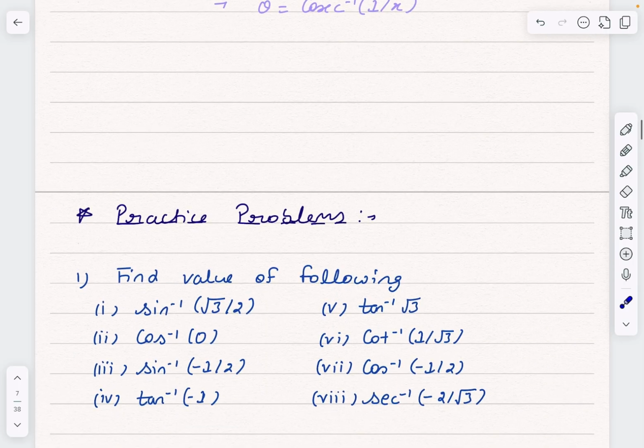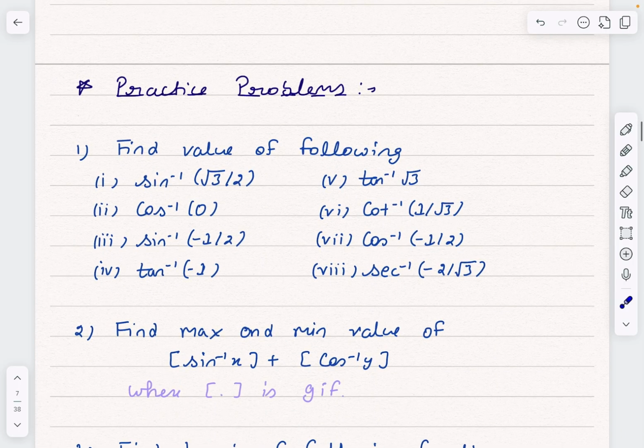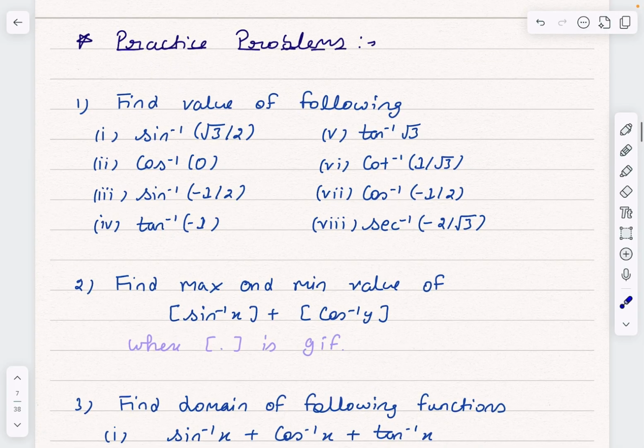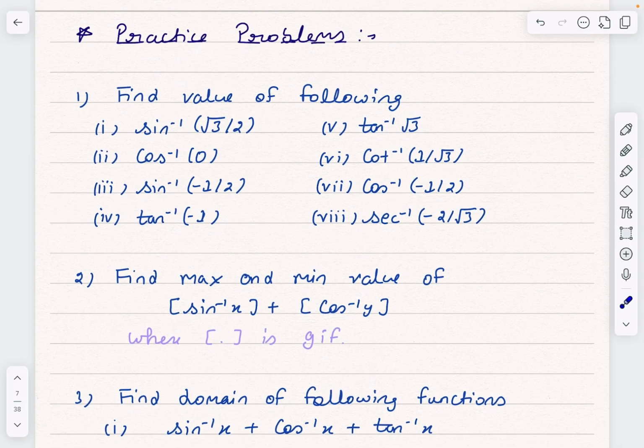Now there are some practice problems, guys. I'll just show you. You can pause and try them. First, find the value of the following: sine inverse root 3 by 2, cos inverse 0, sine inverse minus 1 by 2, tan inverse minus 1, tan inverse root 3, cot inverse 1 by root 3, cos inverse minus 1 by 2, secant inverse minus 2 by root 3. You can pause and do it.